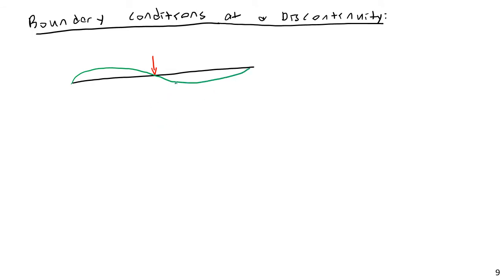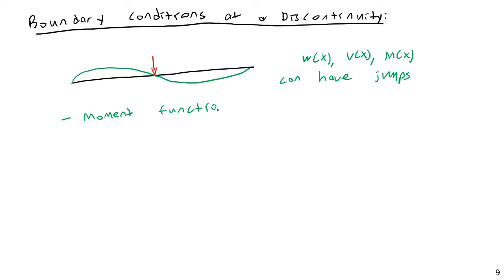But the thing about this is that while w of x, V of x, and M of x can have discontinuities, or I shouldn't say discontinuities, can have jumps. In other words, for example, moment can jump when I apply a couple, right? Your moment function, your moment diagram can jump when you apply a couple.